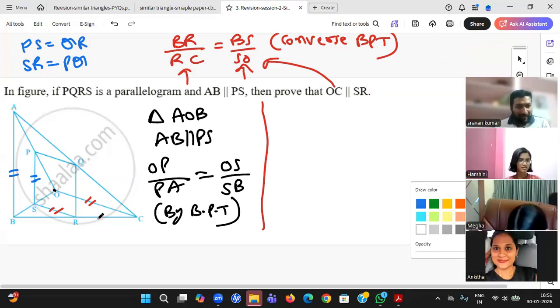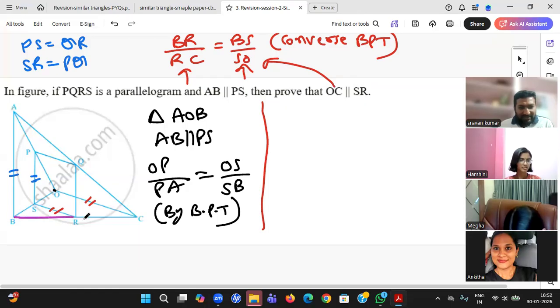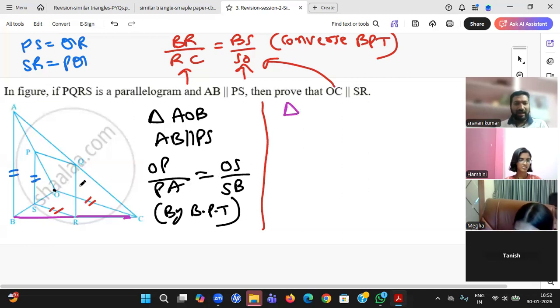So what is that? BR by RC. Where is BR? BR is here. RC is here. Yes, Tanish. Which triangle should I consider to bring? Can we take the whole triangle? Very good. Absolutely right. Triangle ABC. Then, Tanish, I have taken the whole triangle.